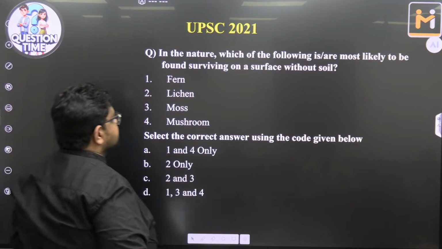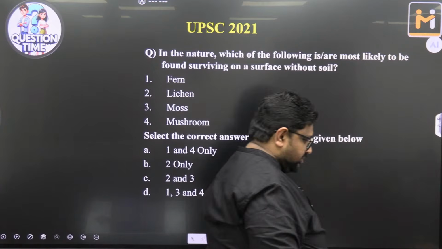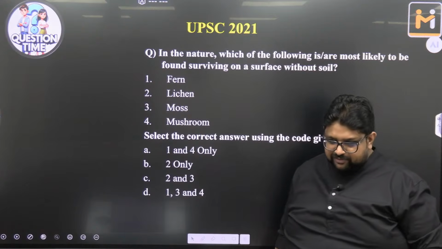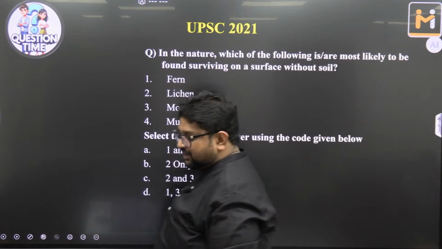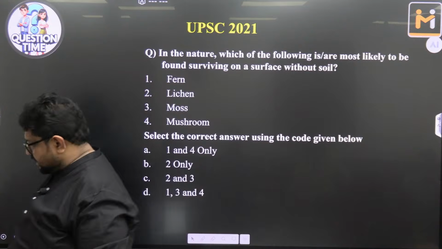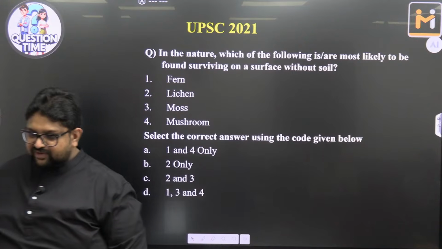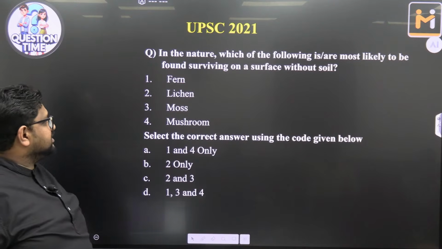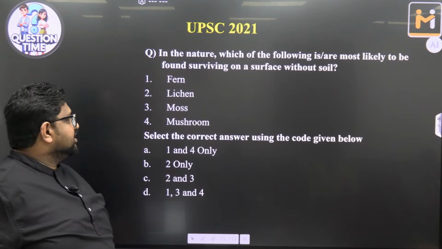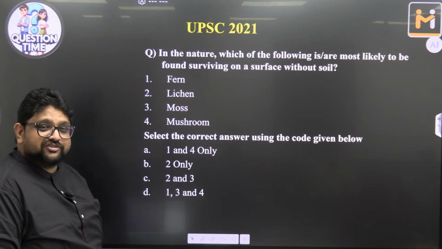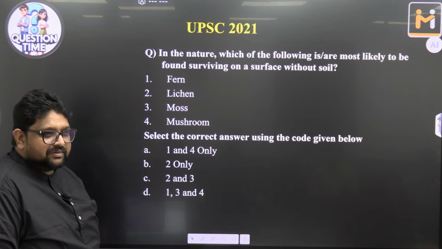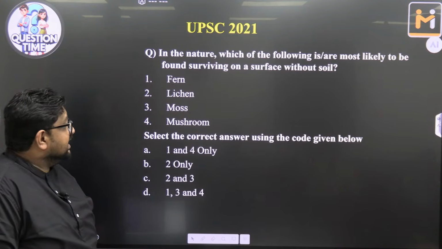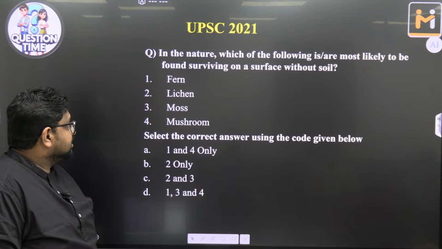Yeah, this is what I wanted to show you before actually starting to explain. This is a question from UPSC Prelims 2021. Naturally, which of the following is most likely to be found surviving on a surface without soil? Soil is needed for growth, but which species grow without soil?